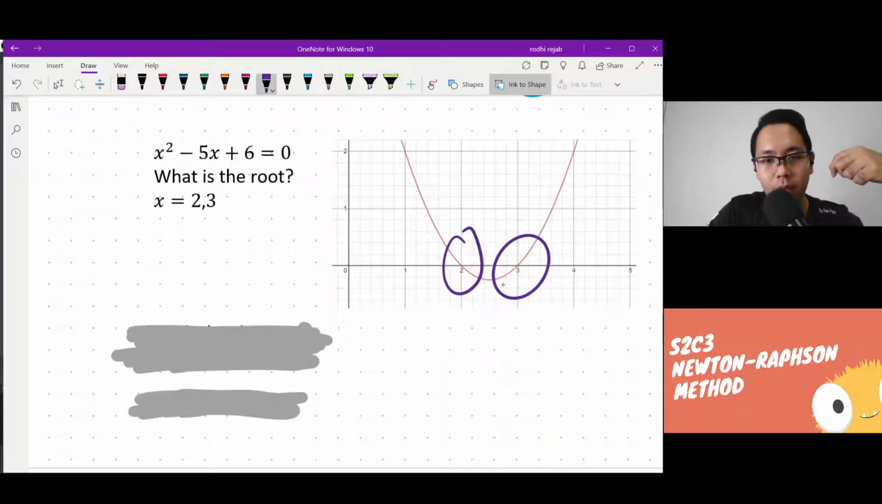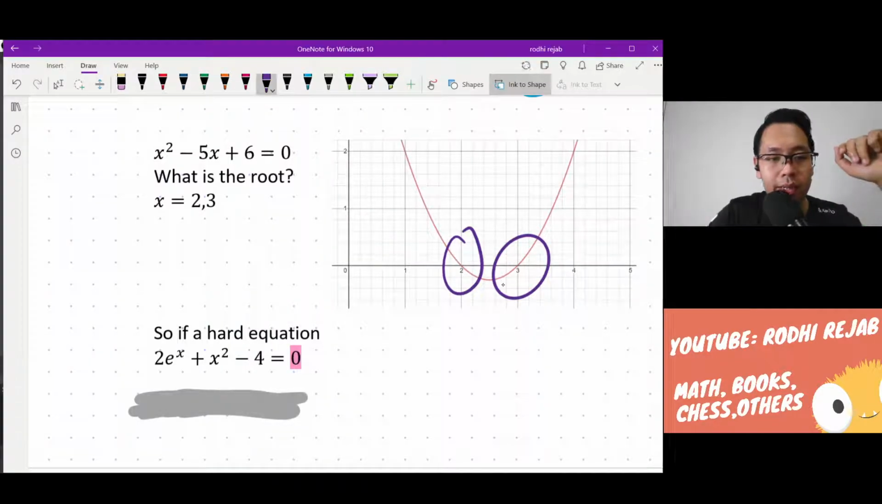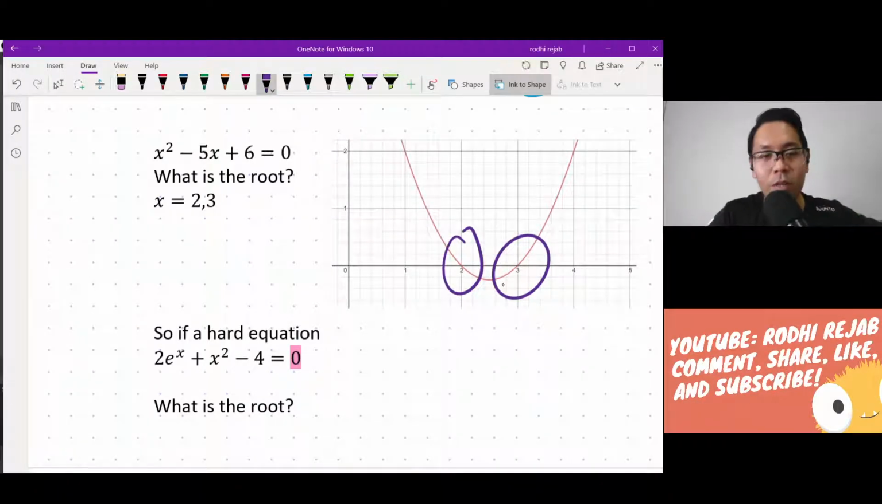That's easy. Now what happens if I give you a hard equation, something like this: 2 to the power x plus x squared minus 4 equals 0. Now find me the root. Things are going to be very difficult. So this is where you need to use the Newton-Raphson method.